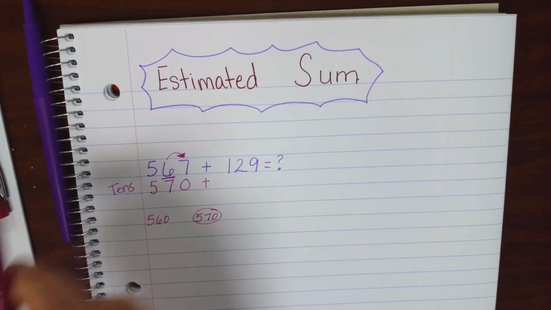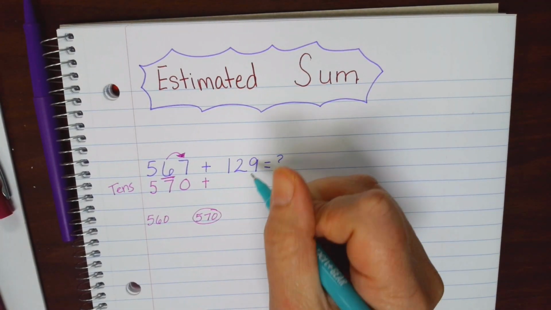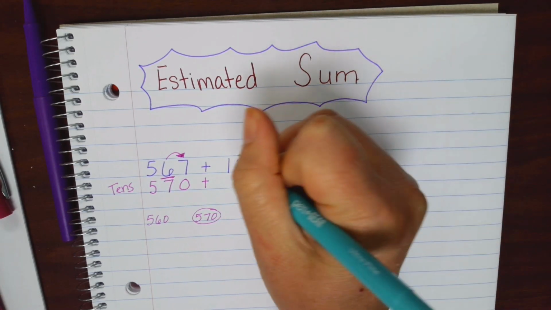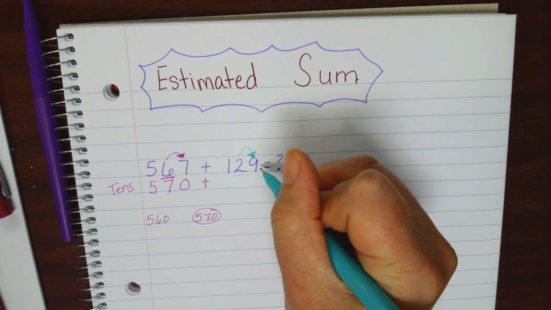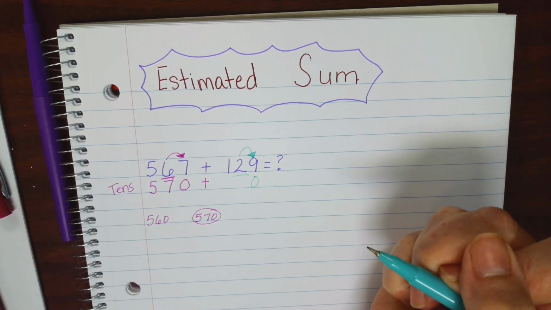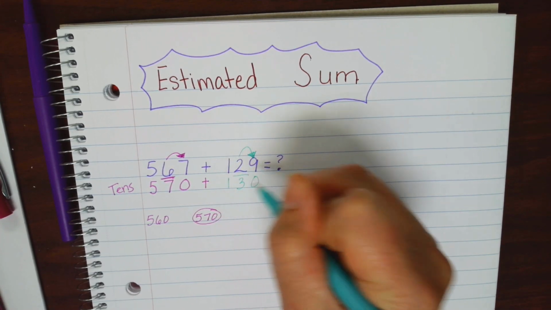Then I'm going to do the same thing, but I'm going to change pens on you so you can see. Alright, so I'm going to underline my tens place here. I'm going to go next door. Is it 5 or more? It is. So therefore, that's going to go to 0, and that is going to go up to 3, and that 1's going to stay the same.